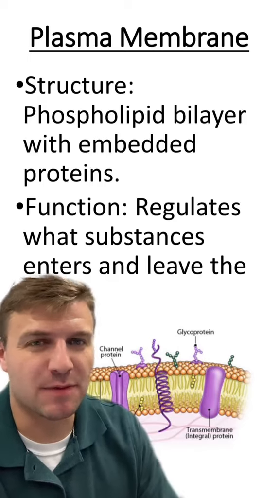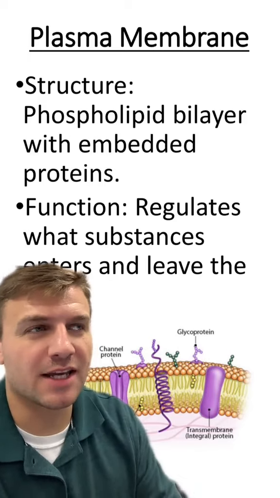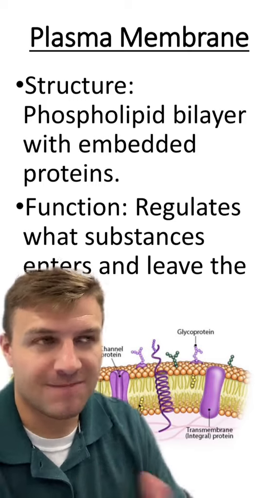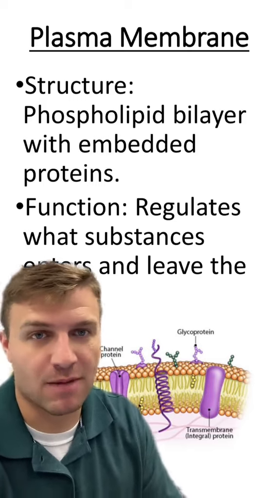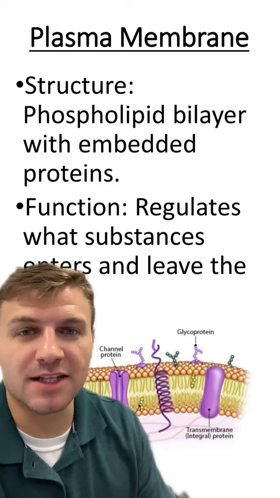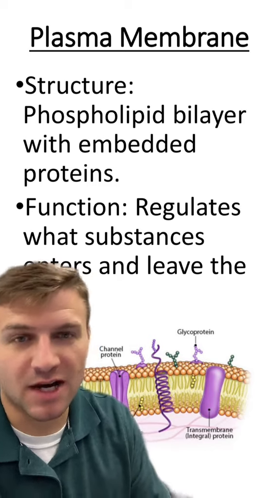Let's learn about the plasma membrane. The plasma membrane is an essential part of a cell. That means that every cell has to have a membrane. The structure of a membrane is made of a phospholipid bilayer embedded with proteins.